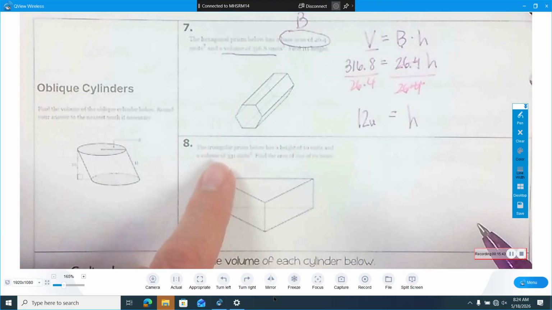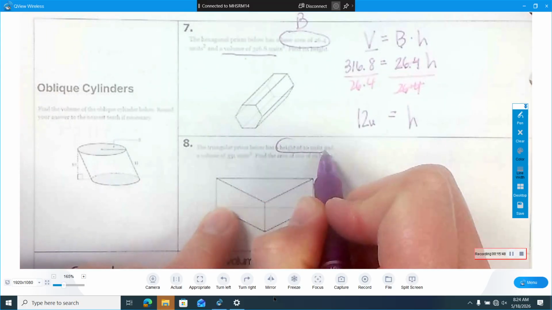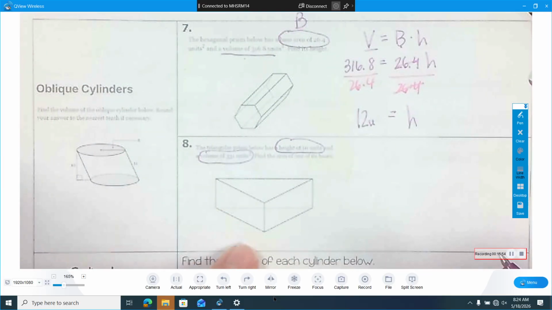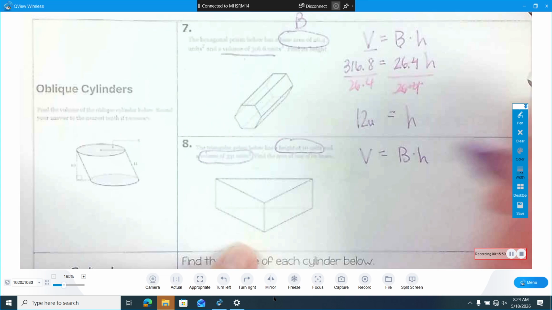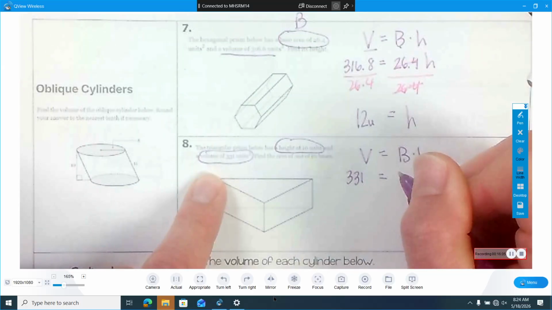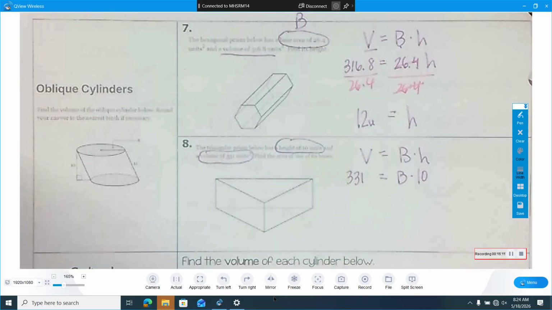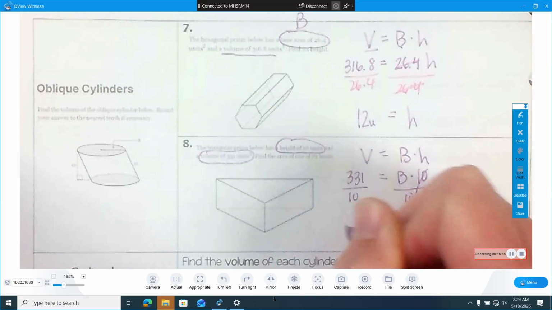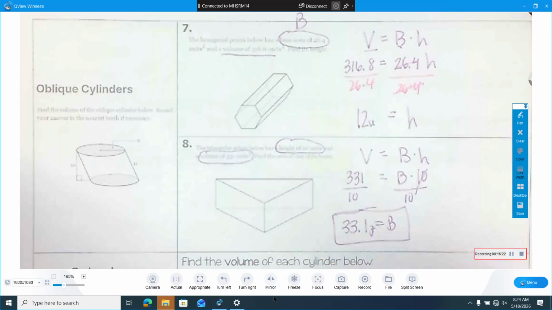Number 8, the triangular prism below has a height of 10 units, so that's a height of 10 units and a volume of 331 units cubed. Find the area of its bases. All right, so volume equals area of the base times the height. We're just going to plug in what we know. The volume was 331. We want to find the area of one of the bases, and the height is 10. So we're plugging in 10 for the height, and just divide by 10. Good. So the base is 33.1 units squared. But I'm not really going to care about that.